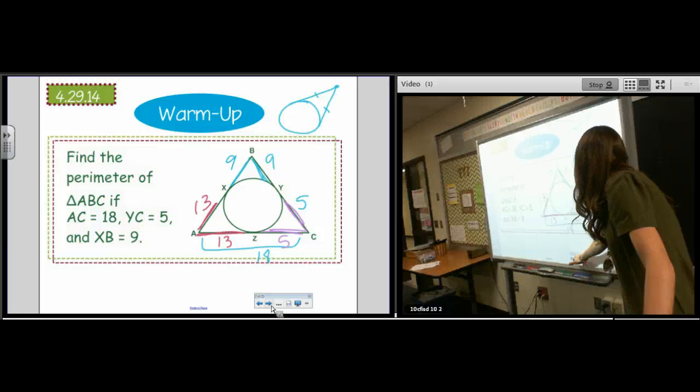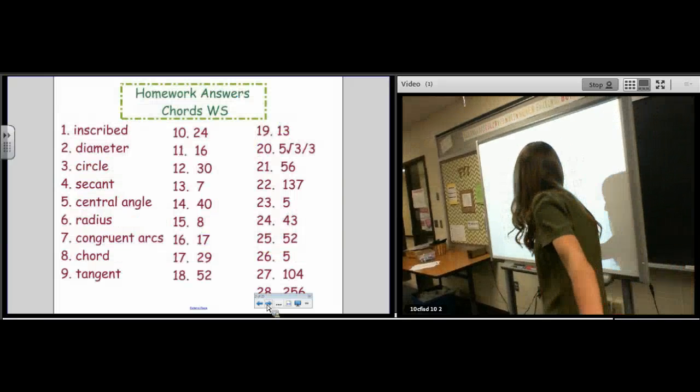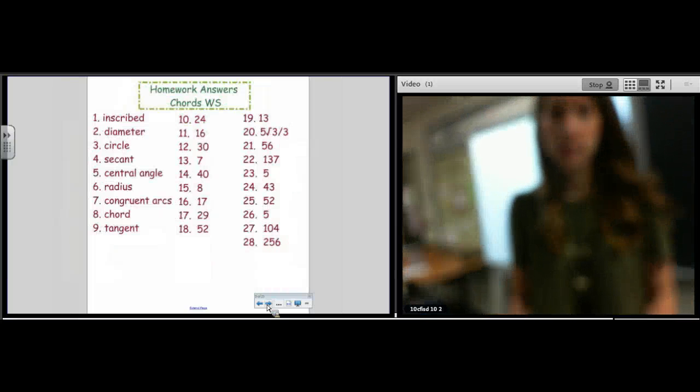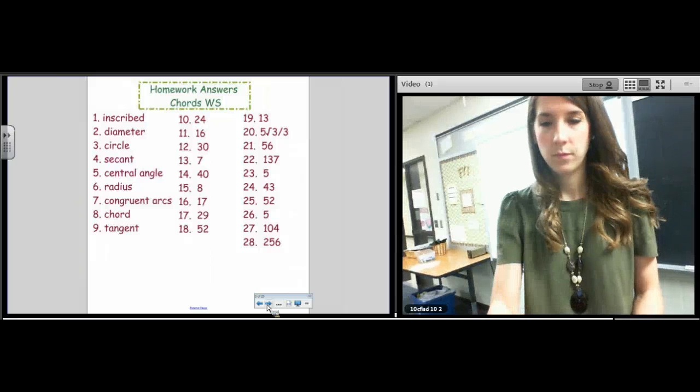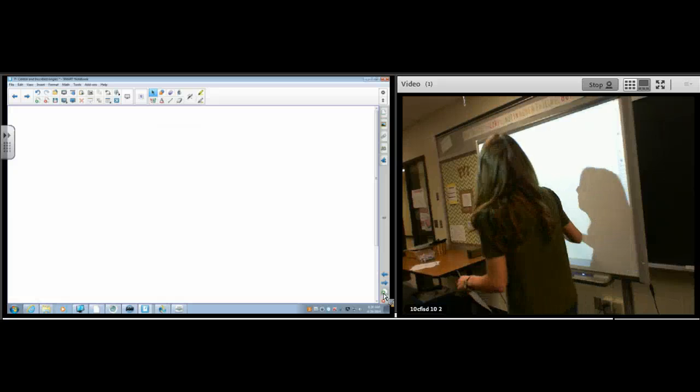Okay, let's go over the homework. Chords was the name. Chords. Number 20 on the chords worksheet.